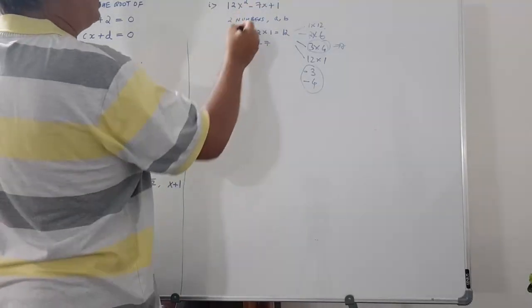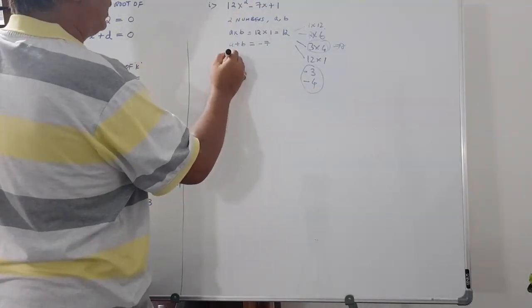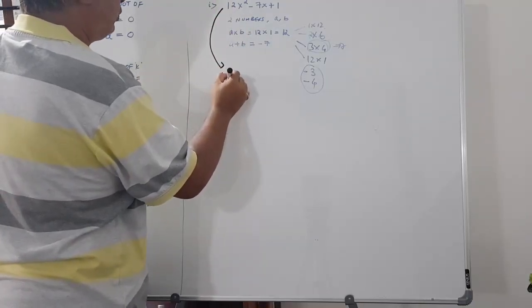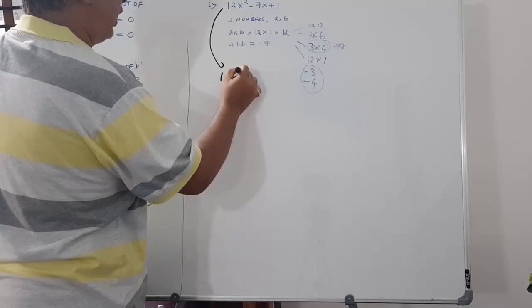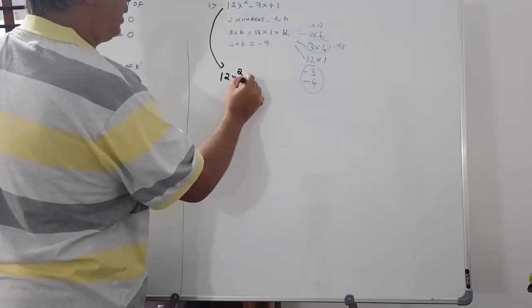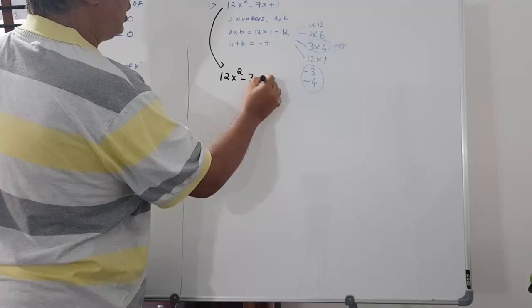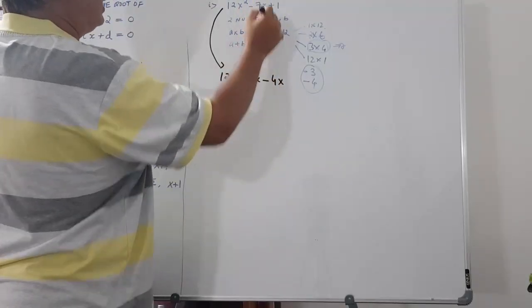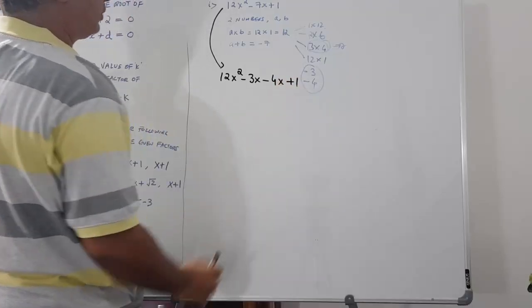So we can break the middle part into two parts. So we can write this expression as 12x squared minus 3x minus 4x, which is basically minus 7x, plus 1.